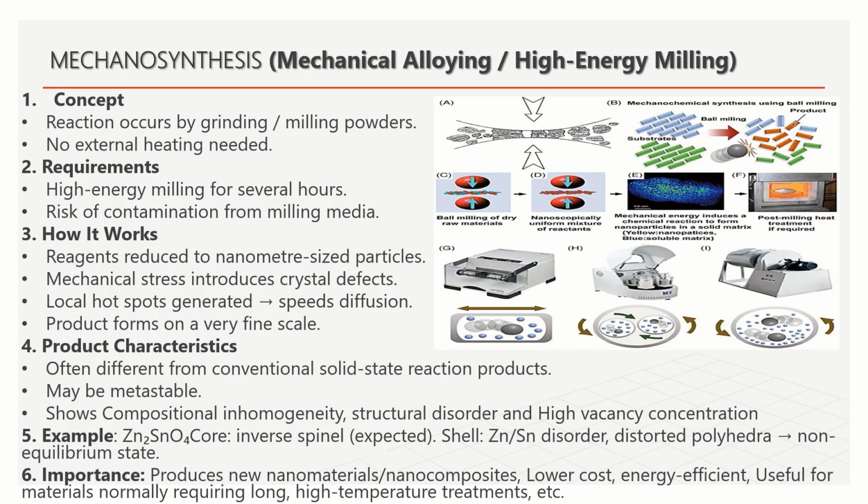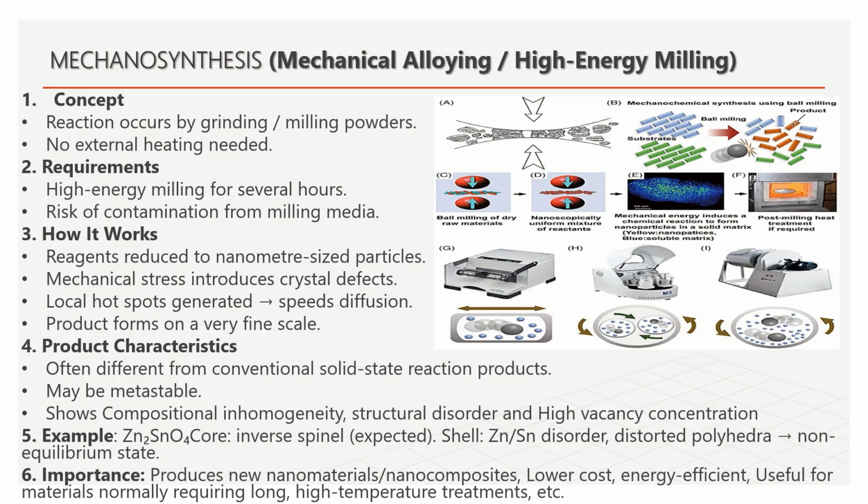Although the overall sample is not hot, the mechanical energy is converted into heat locally at the point of impact. These microscopic hot spots speed up the diffusion and help the product form even at room temperature. Because of these effects, mechanosynthesis can form the product phase on a very fine scale without using a furnace.